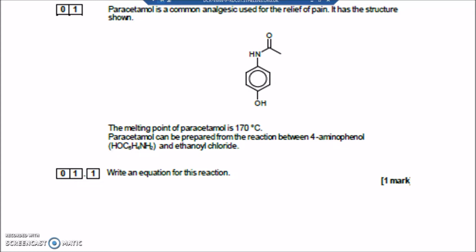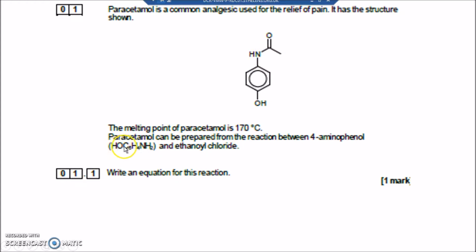Paracetamol can be prepared from the reaction between 4-aminophenol, and it's given you that, so it looks as if it's a benzene ring with an OH at one point and an NH2 at the other point. So it's got an OH there, a benzene ring, and NH2 there, and ethanoyl chloride. So it's all of this part here with an NH2, and then ethanoyl chloride has added this little bit on at the end. Write an equation for this reaction.